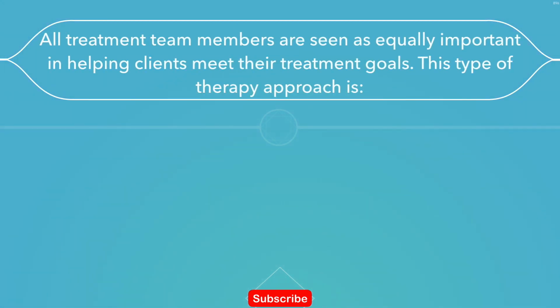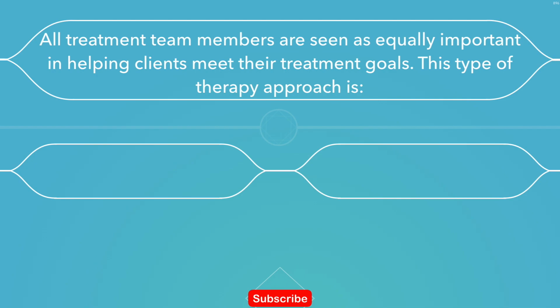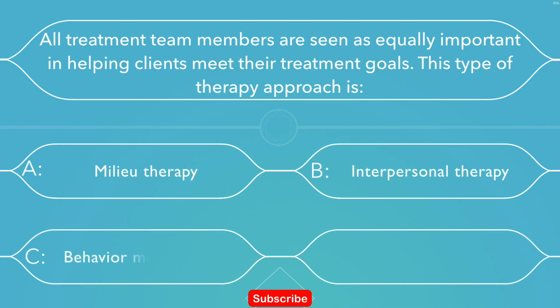Third question. All treatment team members are seen as equally important in helping clients meet their treatment goals. This type of therapy approach is option A, milieu therapy. Option B, interpersonal therapy. Option C, behavior modification. Option D, rational emotive therapy.